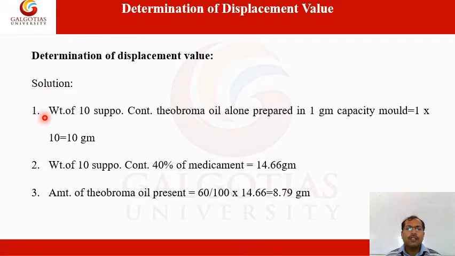Solution: first step, the weight of 10 suppositories containing theobromine alone prepared in 1 gram capacity mold is equal to 1 into 10, that is equal to 10 gram. Weight of 10 suppositories containing 40% of medicament is equal to 14.66 gram. It means the amount of theobromine present in suppository is equal to 60 divided by 100 into 14.66, that is equal to 8.79 gram.